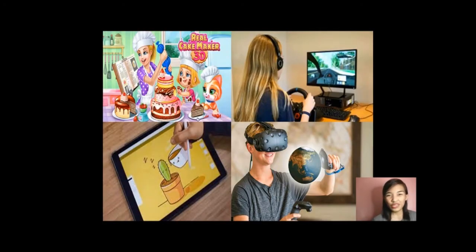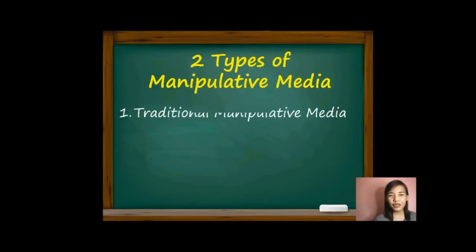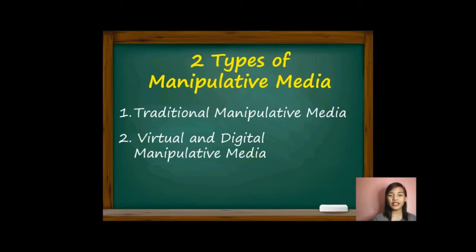But I know you have a question in your mind. When we define manipulative media, we say these are the tools that can be manipulated, can be controlled. But why do I show these pictures? Can we control this game? Can we control this VR? The answer is yes. We have two types of manipulative media. First, the traditional manipulative media, and next, the virtual and digital manipulative media.